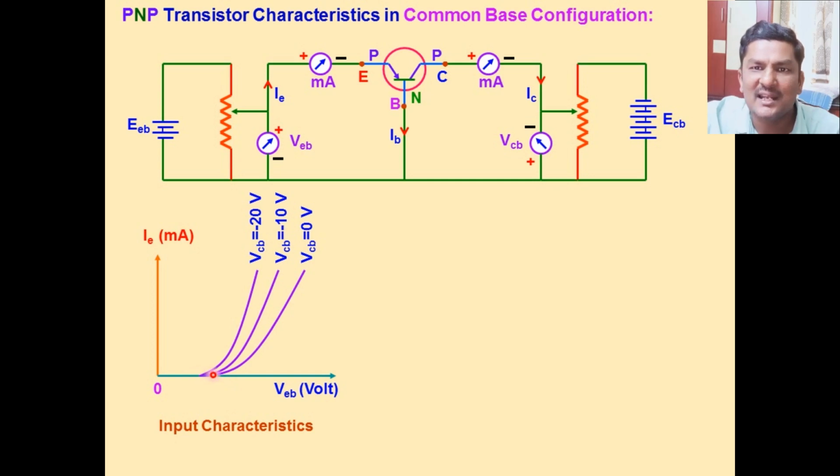And to know the reason for this, you already know about the PN junction diode, depletion layer, and potential barrier. The barrier potential for silicon is 0.7 volt, and for germanium it is about 0.3 volt. We discussed this in the PN junction diode part.